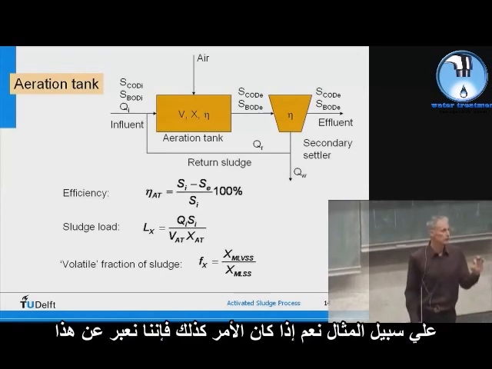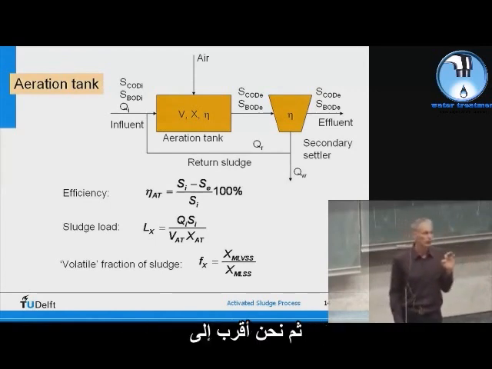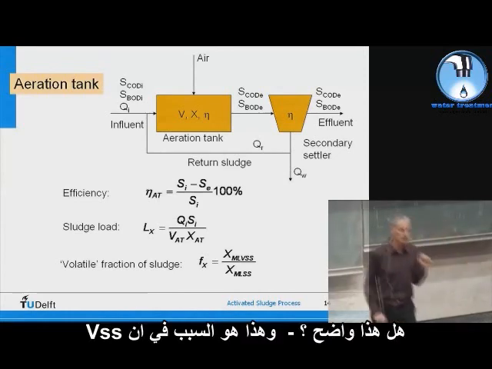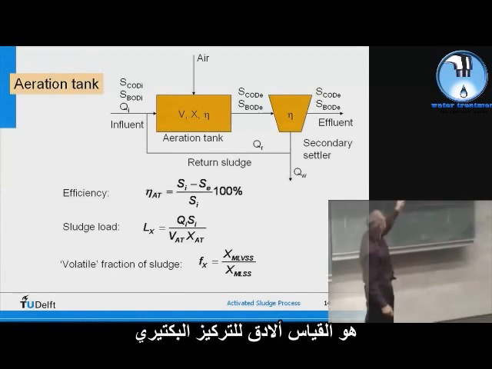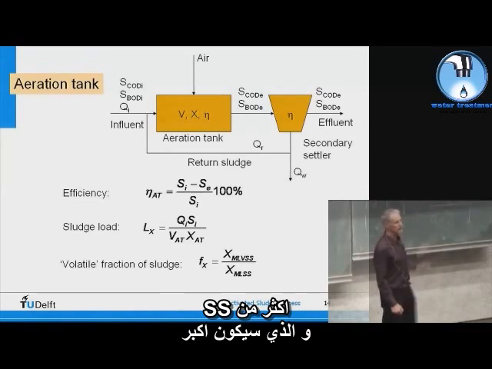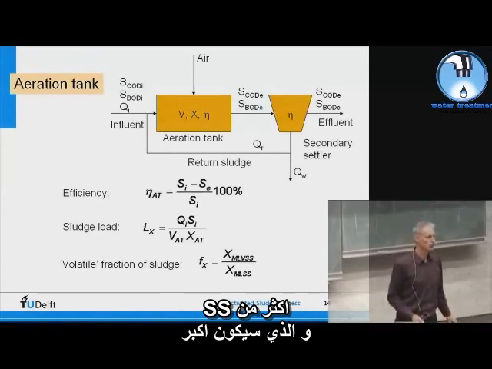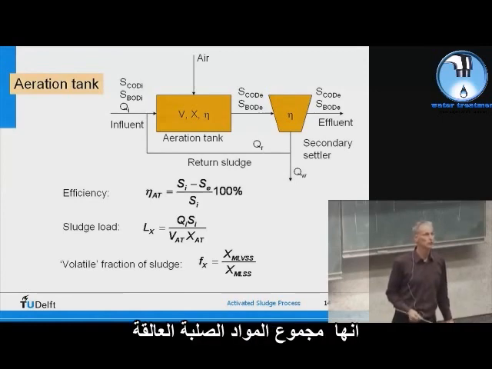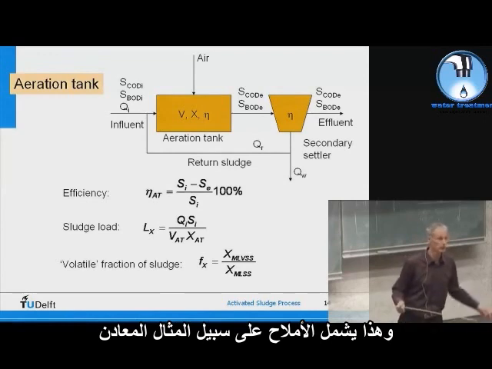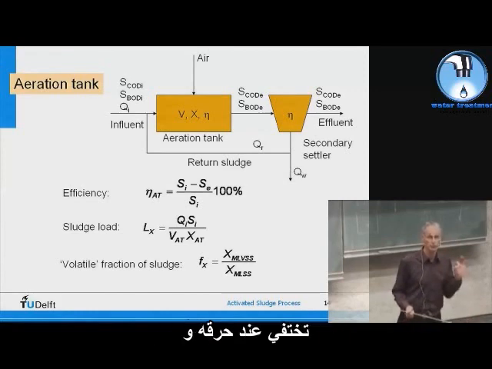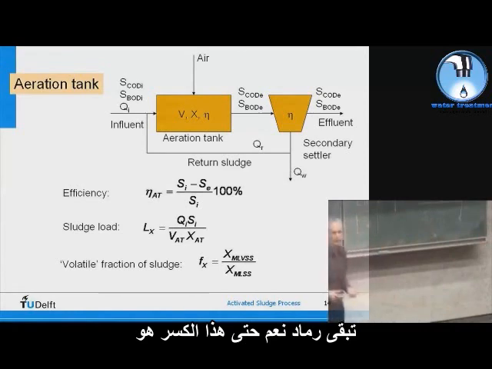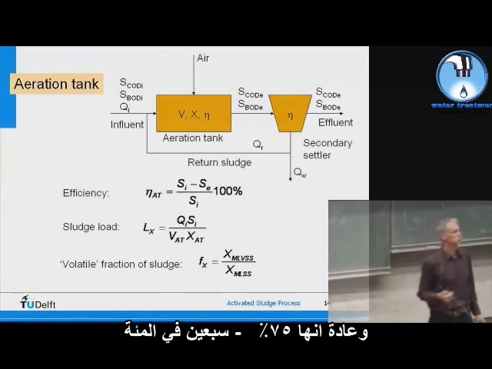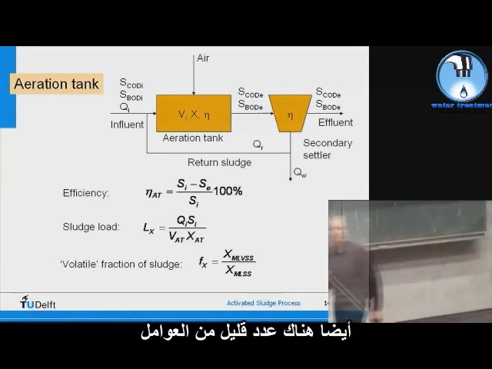So if we express this concentration in terms of volatile suspended solids, then we're closer to the organic material, which is most likely bacteria. Is that clear? So that's why the VSS is a closer measure of bacteria concentration than SS, which will be larger. The TSS is the total suspended solids, because this includes salts, for example, minerals. And the volatile suspended solids, that's only the organic material that disappears when you burn it, and the ashes remain. So this fraction is always smaller than 1. Typically it's 75%, 70% also possible.